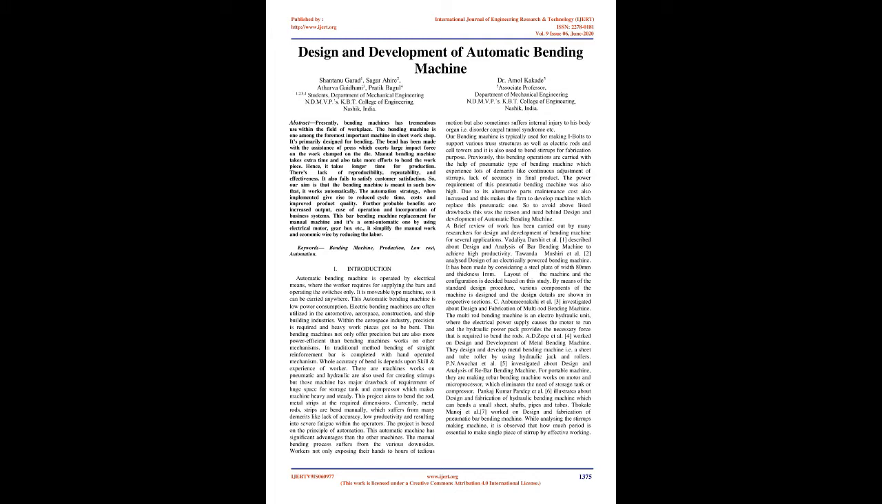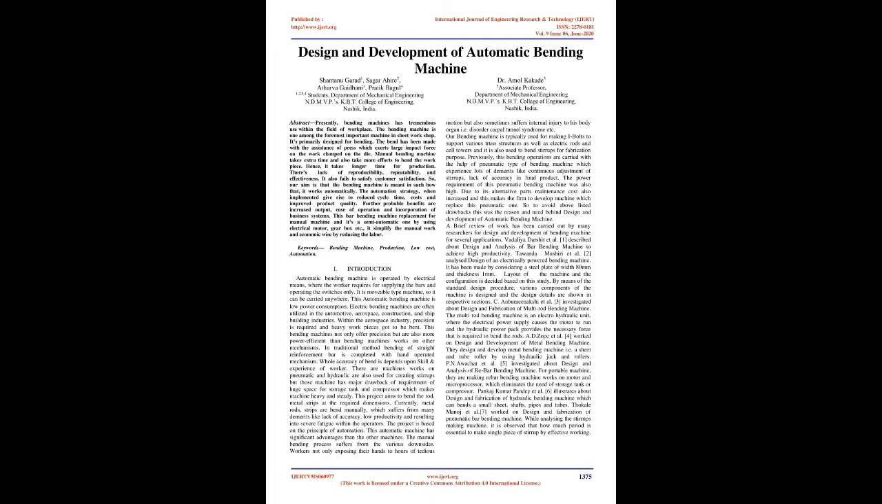Within the aerospace industry, precision is required and heavy workpieces have to be bent. These bending machines not only offer precision but are also more power efficient than bending machines that work on other mechanisms. In the traditional method, bending of straight reinforcement bar is done with a hand-operated mechanism. The accuracy of the bend depends upon the skill and experience of the worker.